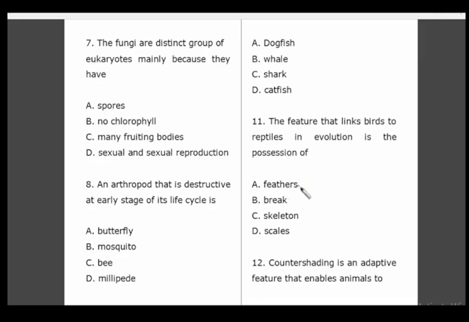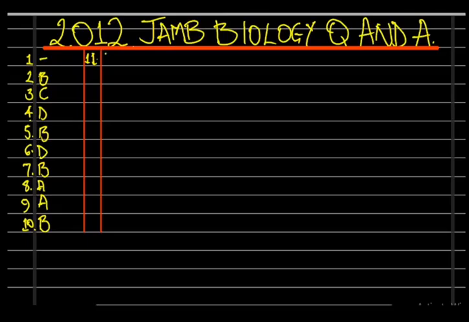It is not the feathers, because reptiles don't have feathers. And it is not the beak, because reptiles don't have beaks. It is only the birds that have feathers and beaks. It is not also the skeleton, because all organisms possess the skeleton. The only thing that is an evolutionary trend in these two organisms, the birds and the reptiles, is the possession of scales, which helps them to regulate their body temperature. It is an adaptive feature that helps them to regulate their body temperature. So option D there is our answer, option D.